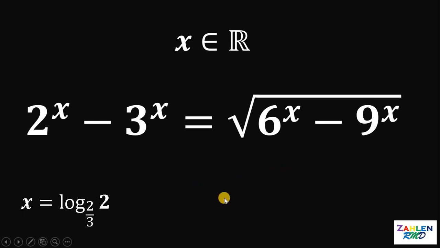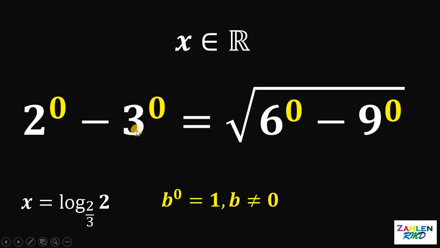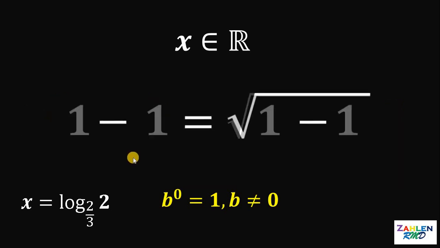Now, take note that if we have b raised to 0, it is equivalent to 1, provided that b is not equal to 0, or the base is not equal to 0. And in our given, we know the bases are not equal to 0 because they are 2, 3, 6, and 9. Now, what will happen if we replace all x with 0? So this becomes 2 raised to 0 minus 3 raised to 0 equals square root of 6 raised to 0 minus 9 raised to 0. And all of these numbers are just equal to 1.